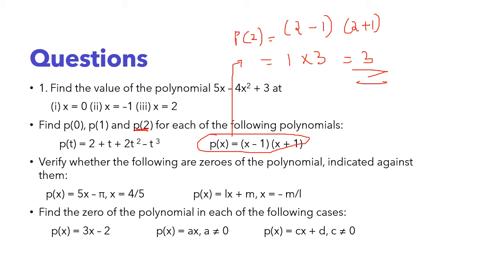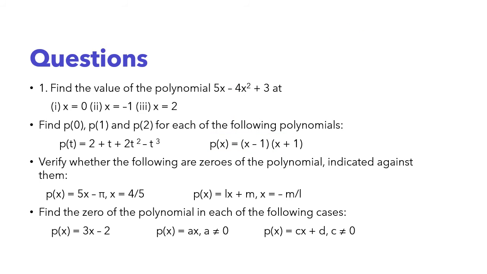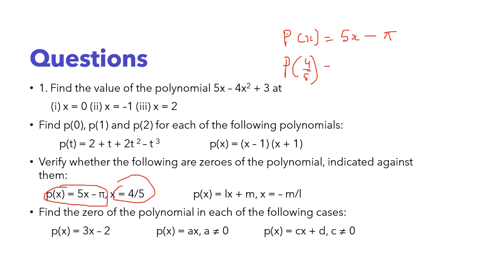Next question: verify whether the following are zeros of the polynomial indicated against them. So we just have to find whether they are zeros of the polynomial. They have given the first polynomial, P of x is equal to 5x minus 5. We have to find whether, when x is equal to 4 by 5, it will become 0. So P of 4 by 5. Let's see whether it will become 0 or not. 5 into 4 by 5 minus 5.